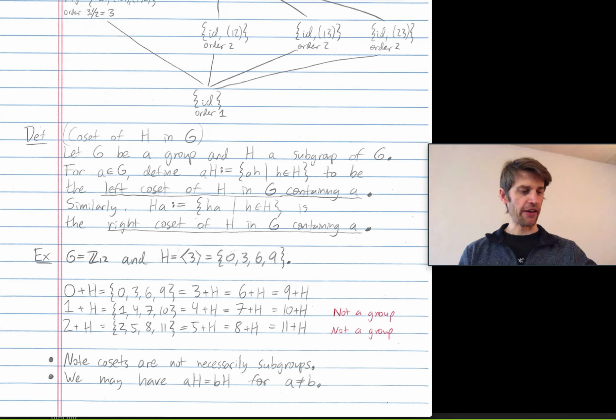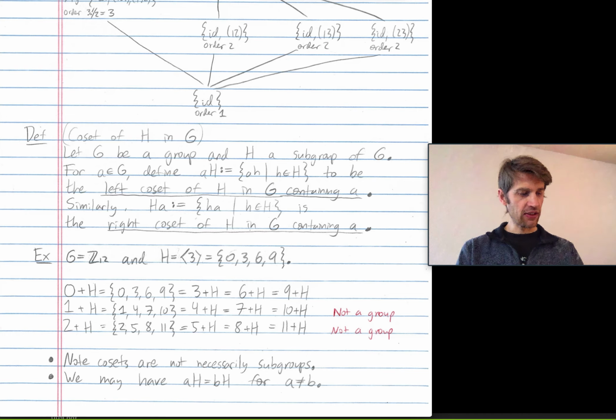All right, that's a lot of notation. Let's do some examples. So this example at the bottom is where G is the group Z mod 12, and H is the subgroup generated by 3. So the elements in H are 3, 6, 9, and 12, which is 0 mod 12.